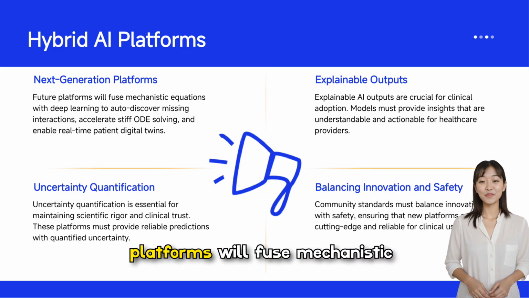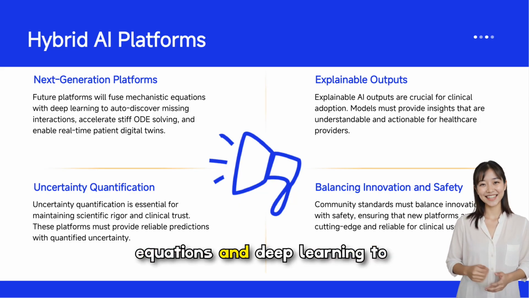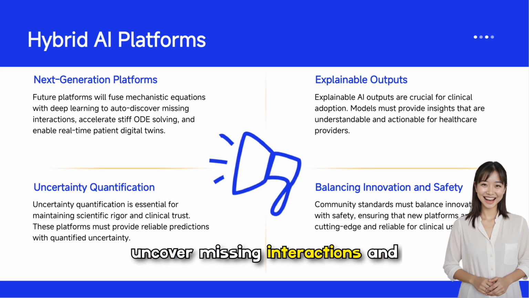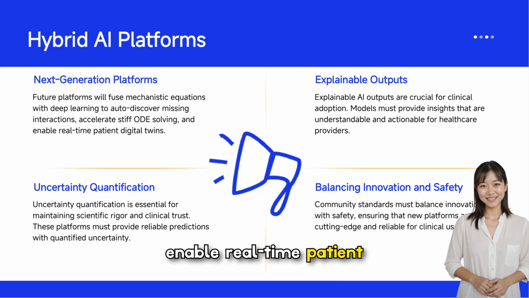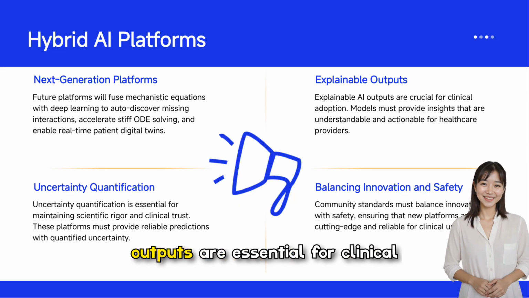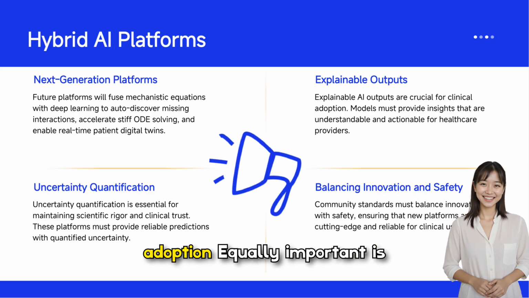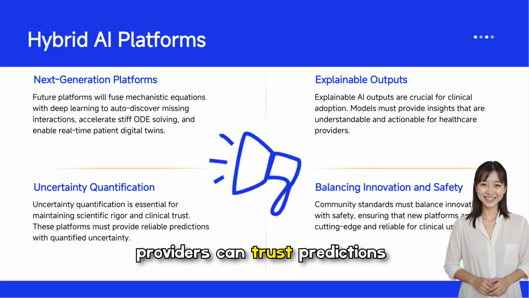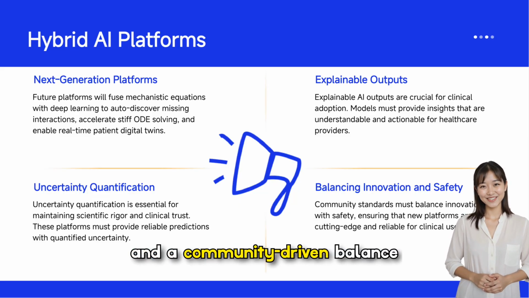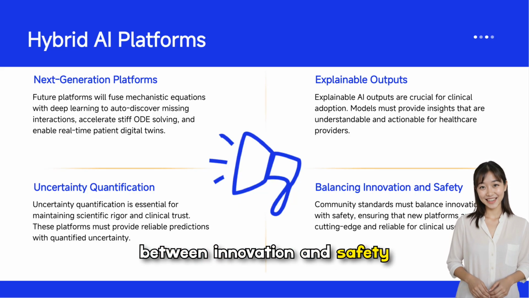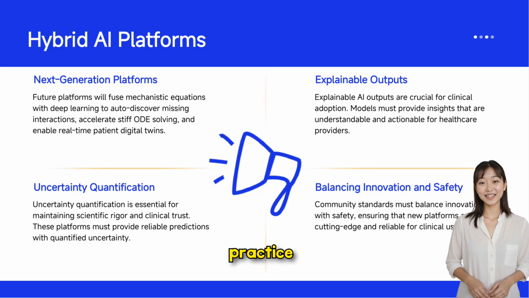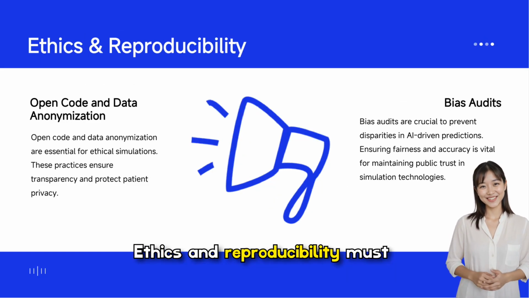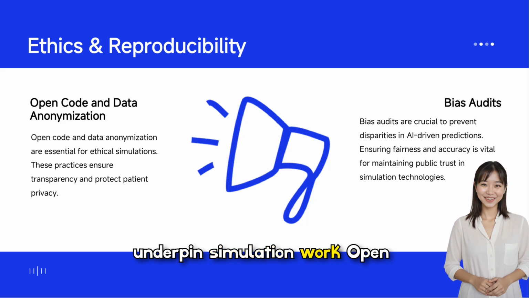Next-generation hybrid platforms will fuse mechanistic equations and deep learning to uncover missing interactions and enable real-time patient modeling, while explainable outputs are essential for clinical adoption. Equally important is quantified uncertainty so providers can trust predictions, and a community-driven balance between innovation and safety as these tools move toward practice. Ethics and reproducibility must underpin simulation work.